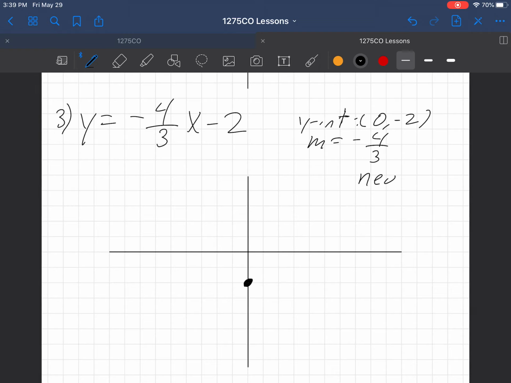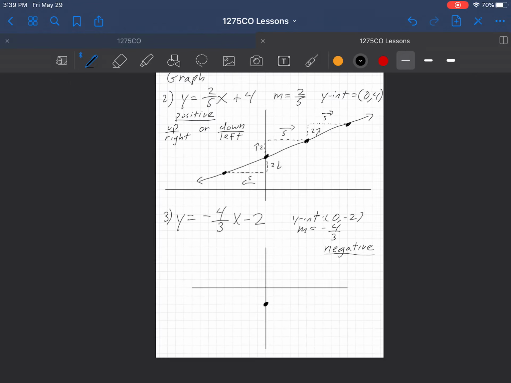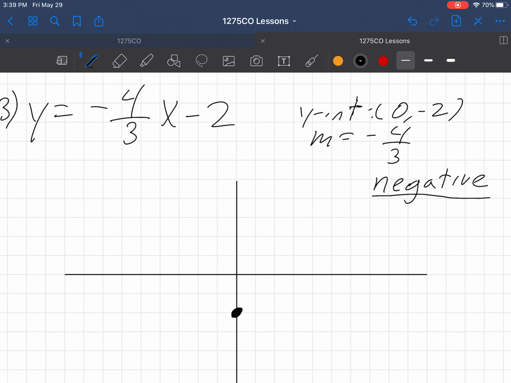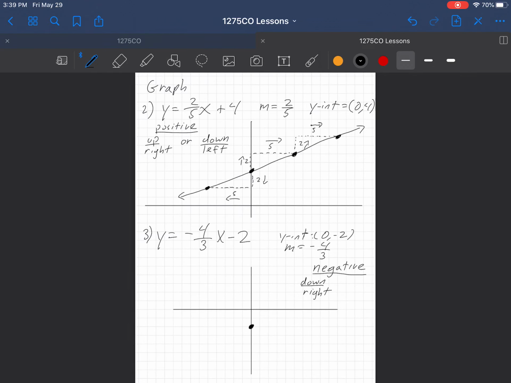The main difference here, aside from the numbers being different, is that this slope is a negative number. And while we saw a positive go up and to the right, we're going to see a negative go down and to the right. Notice that we are not reversing both up and right, we're just reversing one of them. If we reverse both of them, that gives us down and left. That is still a positive slope.